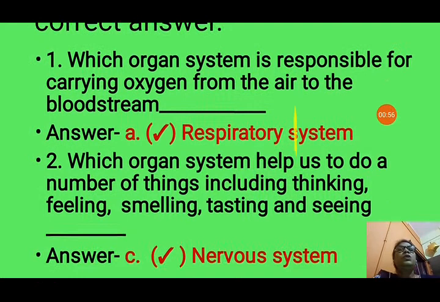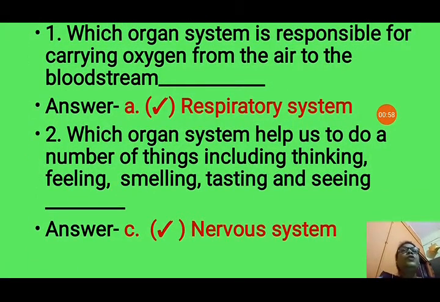Now question number 2. Which organ system helps us to do a number of things including thinking, feeling, smelling, tasting and seeing? We have three options: respiratory system, digestive system, nervous system. Our nervous system includes the brain, spinal cord and nerves through which we feel different types of senses. So option C, nervous system, is correct.